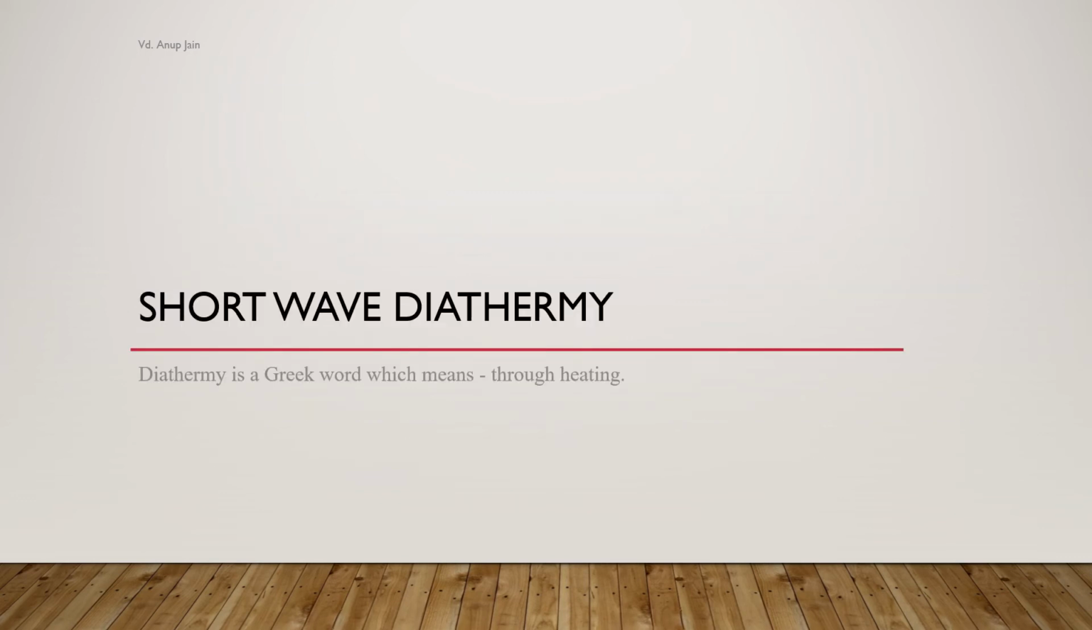Next, the most commonly used treatment in electrotherapy is shortwave diathermy. Diathermy is a Greek word which means through heating.